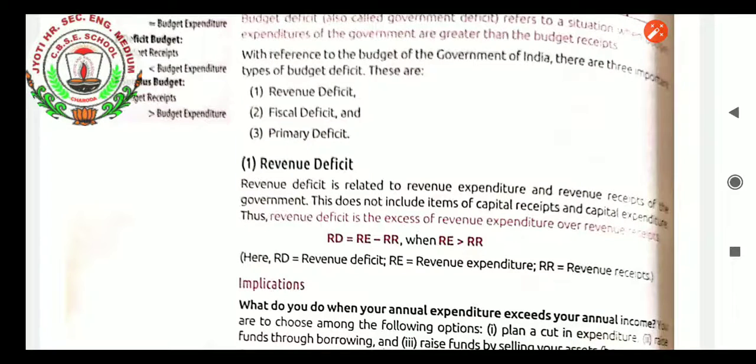I think the point is clear to you. The budget deficits are of three types: revenue deficit, fiscal deficit and primary deficit. The revenue deficit is related to revenue expenditure and revenue receipts of the government. It does not include items of capital receipts and capital expenditure. Thus, revenue deficit is the excess of revenue expenditure over revenue receipts. Revenue deficit equals revenue expenditure minus revenue receipts, when revenue expenditure is greater than revenue receipts.